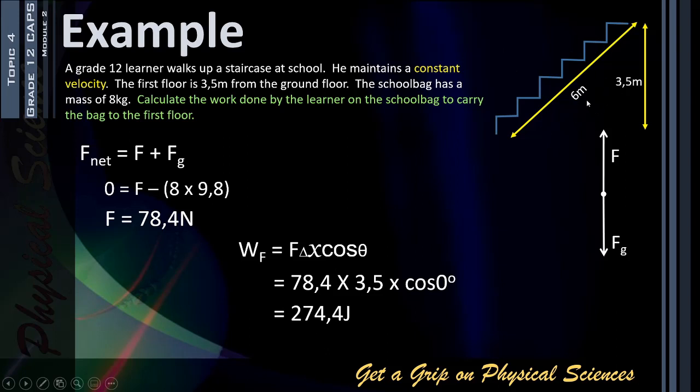You can, however, use the 6 meters up the flight of stairs as the displacement of the school bag. So to challenge your mathematics a little bit, you can use this displacement of 6 meters and the applied force, which is upwards. But then you have to go and calculate the angle between the applied force and the displacement. So you will have to use these two distances that you've got and the triangle in order to get the different angles of this triangle, and that will help you to get the angle between the applied force and the displacement, and that will also give you the exact same work done by the applied force of 274.4 joule.